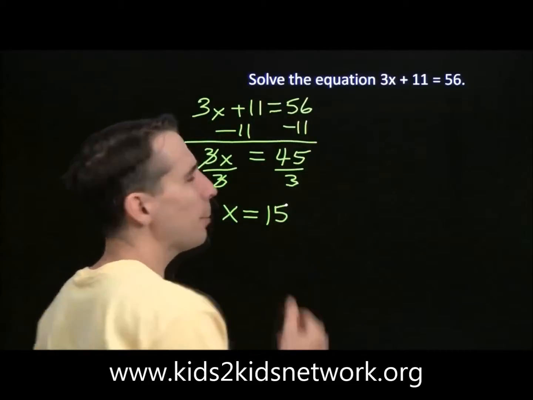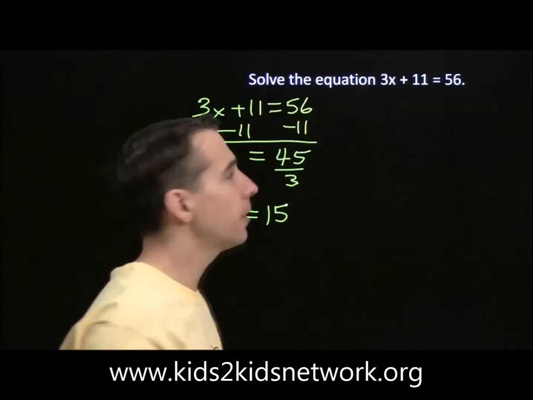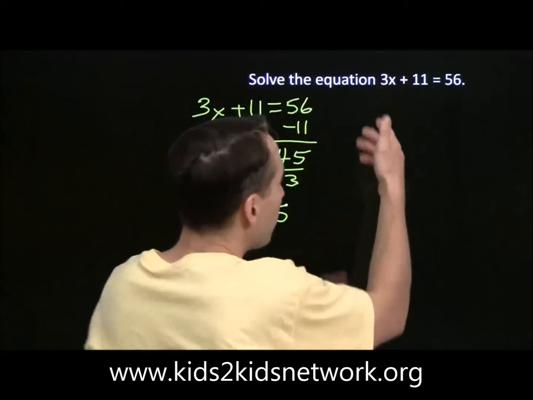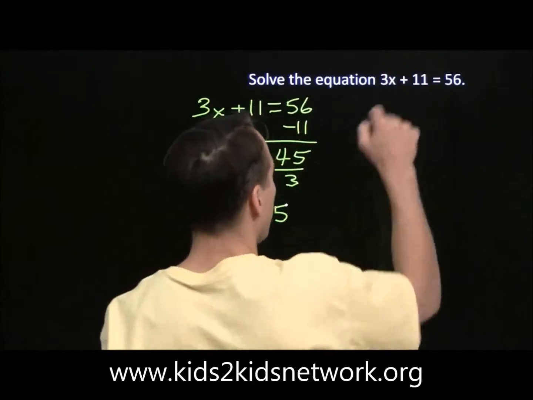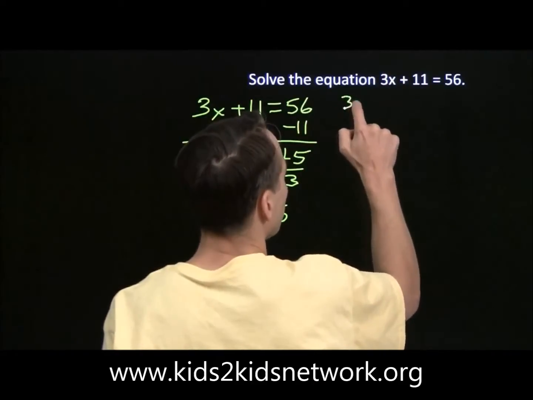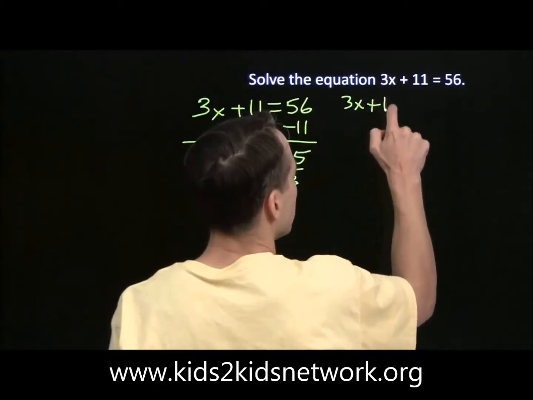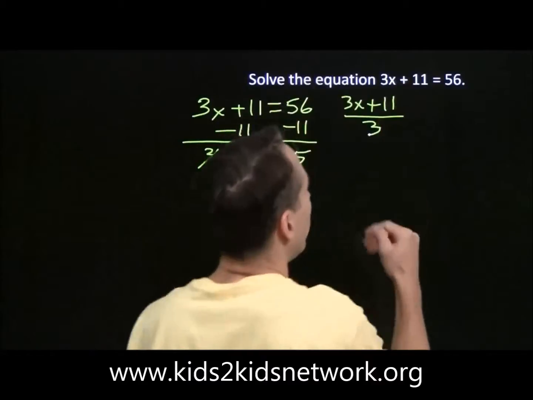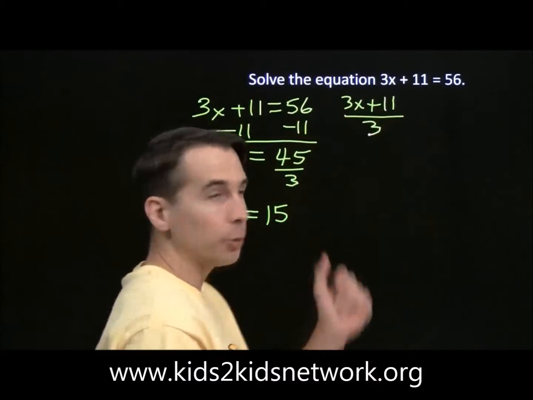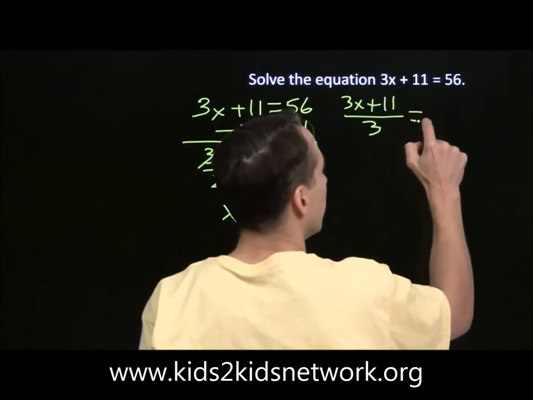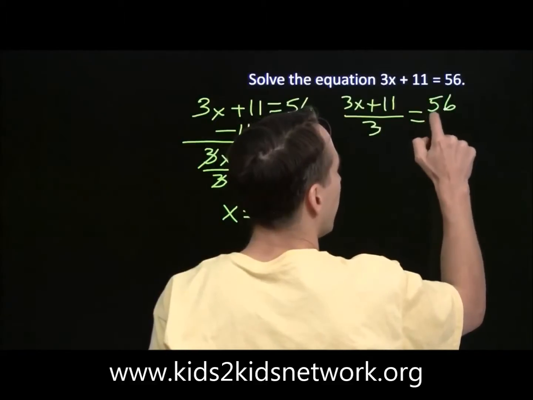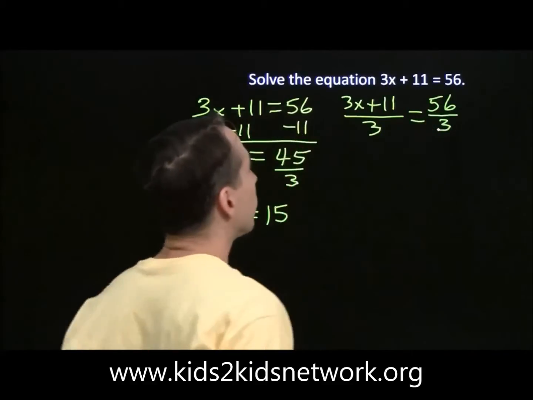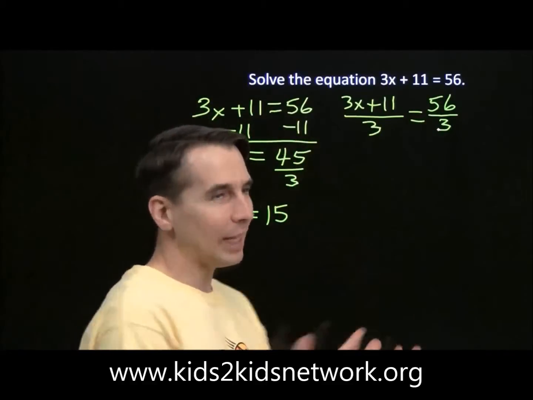Now, what would have happened if we'd gotten rid of the 3 first? Well, to get rid of the 3, we have to divide by 3 because x is multiplied by 3. So if we started off by dividing both sides by 3, and again, we have to divide the whole side by 3. We can't just divide one term by 3. We have to divide the entire 3x plus 11 by 3. Of course, that means we have to divide the right side by 3 as well. Can't play favorites.